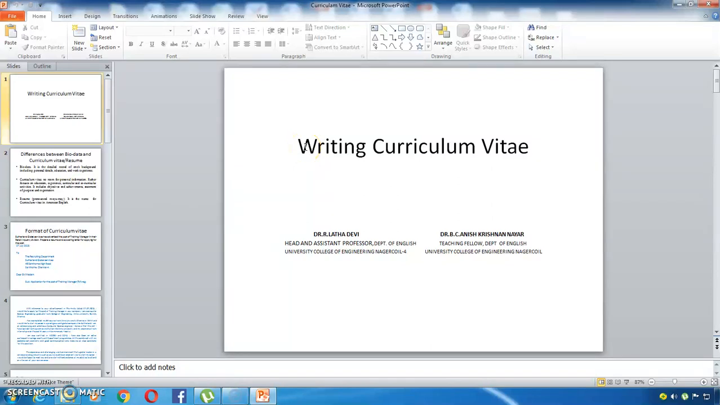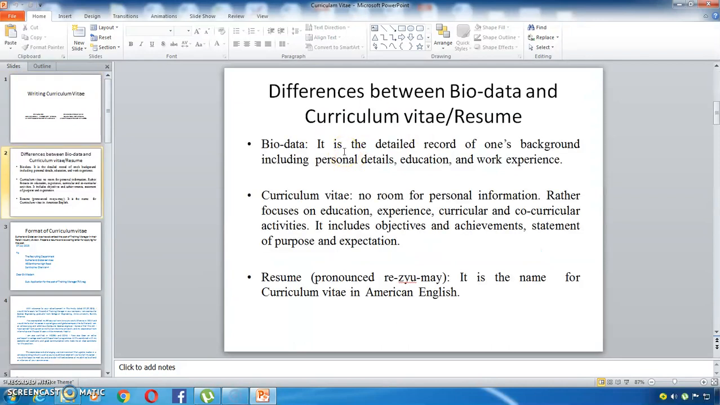Good morning. Today we are going to see the art of writing curriculum vitae. It's otherwise known as CV. It comes under the writing of technical documentation, technical writing. So first we'll see the differences between biodata and CV and resume.